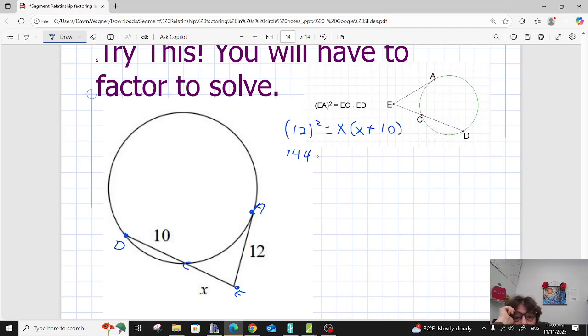So I get x squared plus 10x. And I'm going to subtract the 144, right? To set this equal to 0. I need to use the big X.